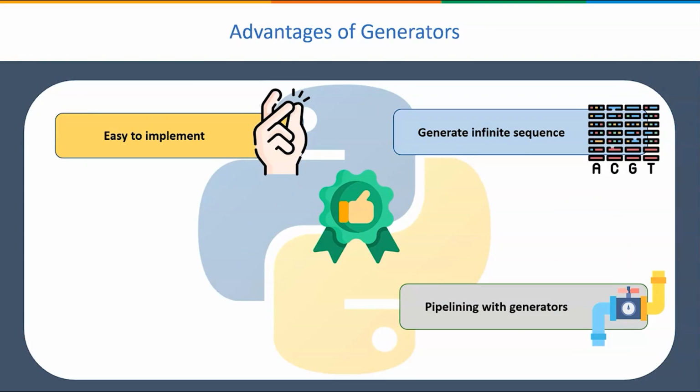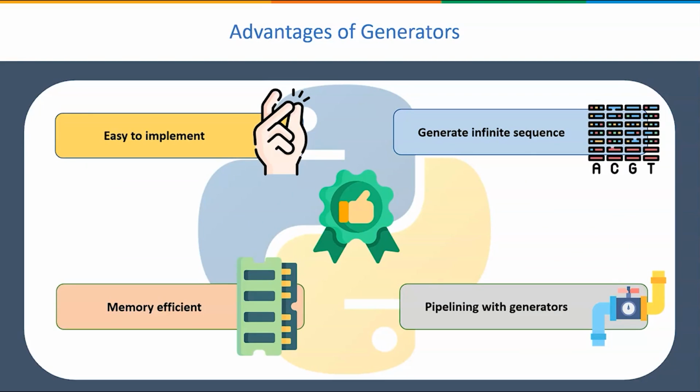So what are the advantages of using generators? It's very easy to implement. The code is syntactically very simple. Within a few lines of code, you are able to create functions and implement the logic. You can generate an infinite sequence. You don't need to provide the range values, the starting and ending. You can generate infinite values, and I'll show you that with an example.